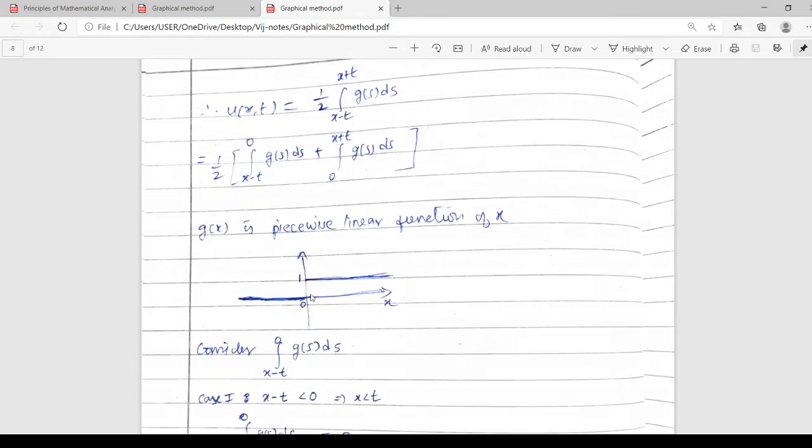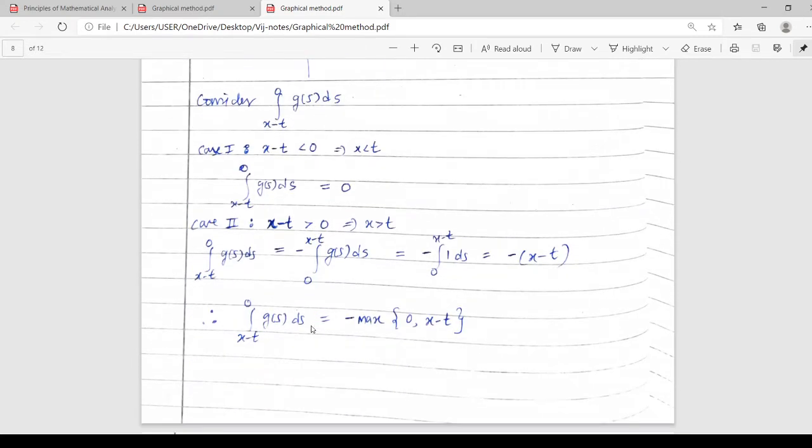So this is the graph of g of x. It is 0 here, then it takes the value 1 here. So we can see that it is a piecewise linear function. It is linear at this part, then linear at this part. Now we have to evaluate these integrals and substitute here in each case. Now you can see what is the integral from x minus t to 0 of g of s ds.